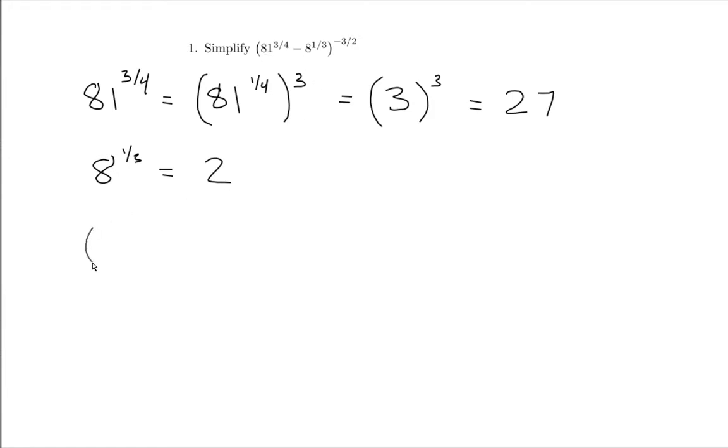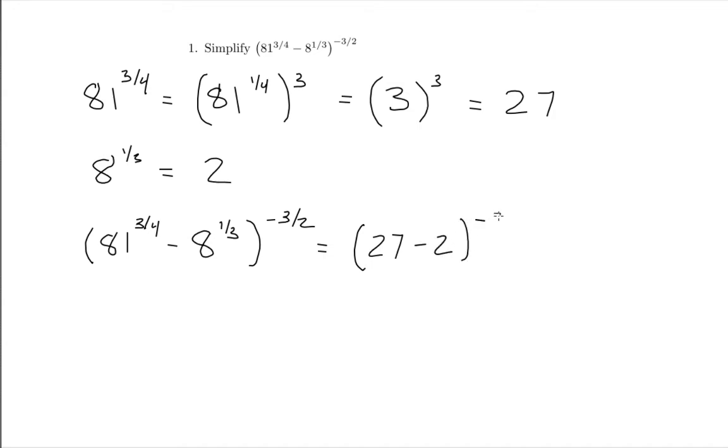So our question, 81 to the power of 3/4 minus 8 to the power of 1/3, raised to the power of negative 3/2, is exactly equal to, well, what was 81 to the 3/4? We found that it was 27. What was 8 to the 1/3? We found that it was equal to 2. And then we still have this negative 3/2 in the exponent. 27 minus 2, that's no problem. That's just equal to 25.